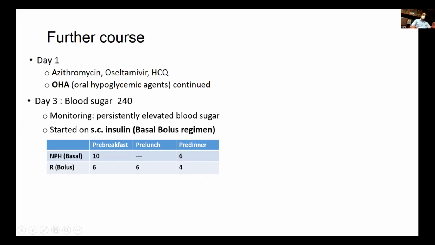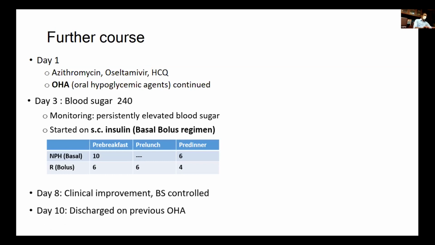This is the standard regimen for all the patients who are eating in the hospital. There is no role of any mixed insulin. That's what I am trying to say. The mixed insulin has these two insulins, NPH and regular, in a fixed combination. Unfortunately, that fixed combination does not suit most of the patients. So, for rapid titration, rapid control, this insulin regimen is preferred all over the world.